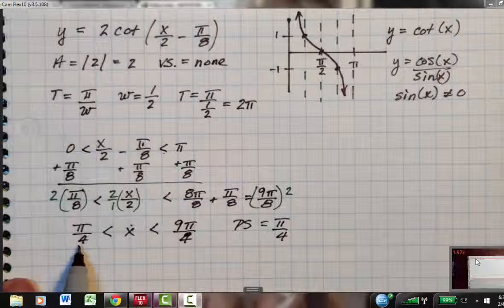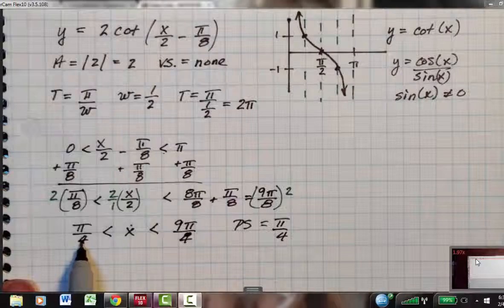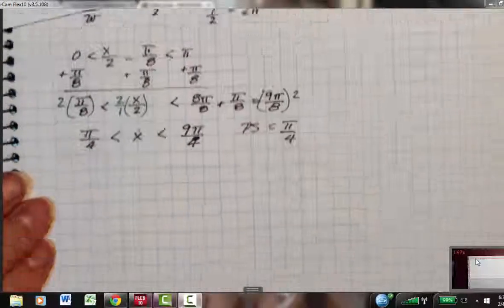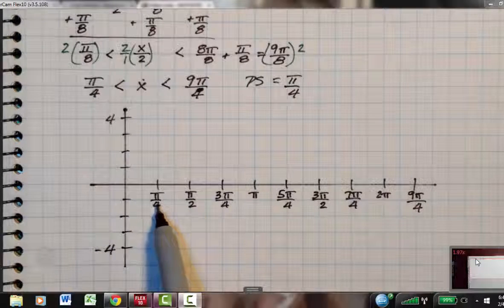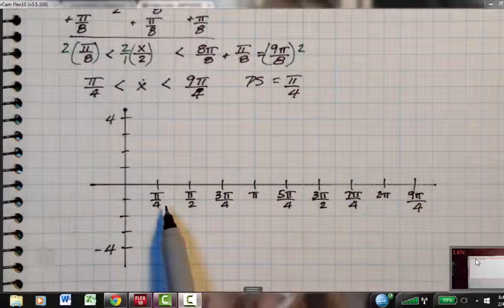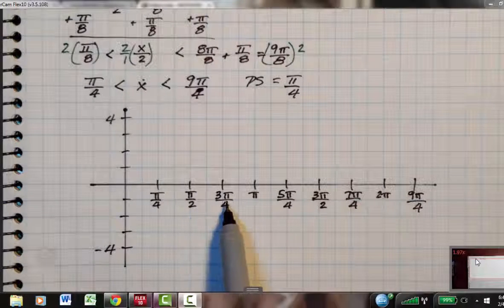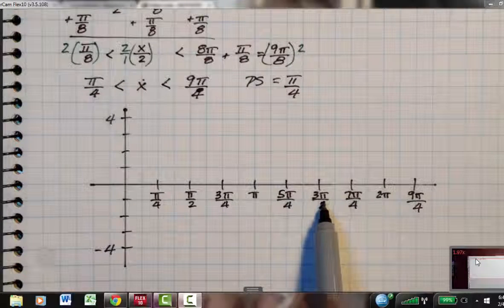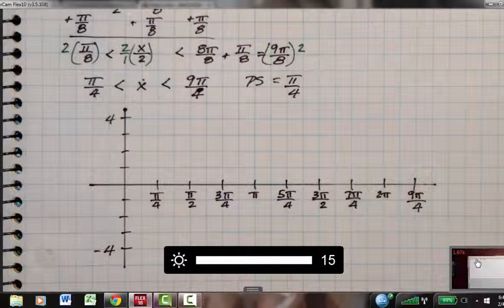This is going to be my first asymptote. This is going to be my second asymptote. So this is the beginning of my period. This is going to be the end of my period. So I'm going to go ahead and graph. So I've set up my graph, and notice that I have broken it down into pi over 4 increments, and I've reduced. So this is pi over 4. This is actually 2 pi over 4, 3 pi over 4, 4 pi over 4, 5 pi over 4, 6 pi over 4, 7 pi over 4, 8 pi over 4, and 9 pi over 4.